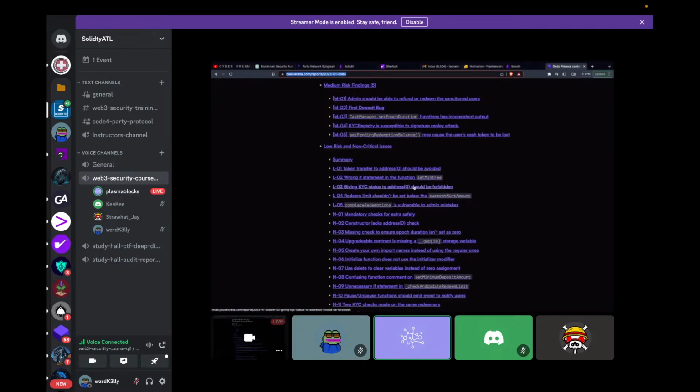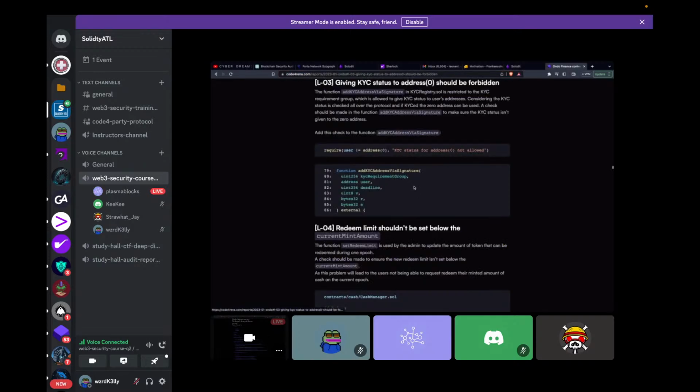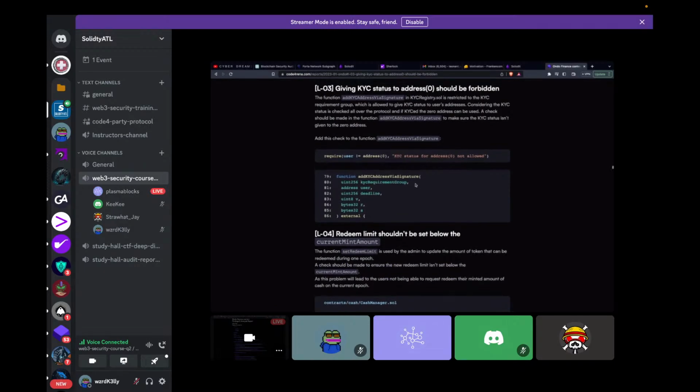So I see there was a low vulnerability where there's a KYC status that can be given to the zero address. So I'm just gonna look and see what that is. Okay. So my first initial thought here is this protocol has some type of KYC that's just tied to an address. And I'm guessing this vulnerability, or just not good practice, is someone can add a KYC to the zero address.